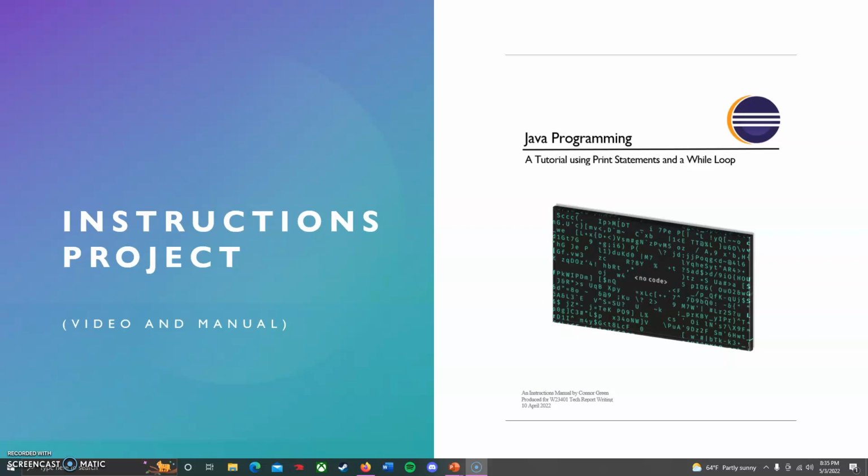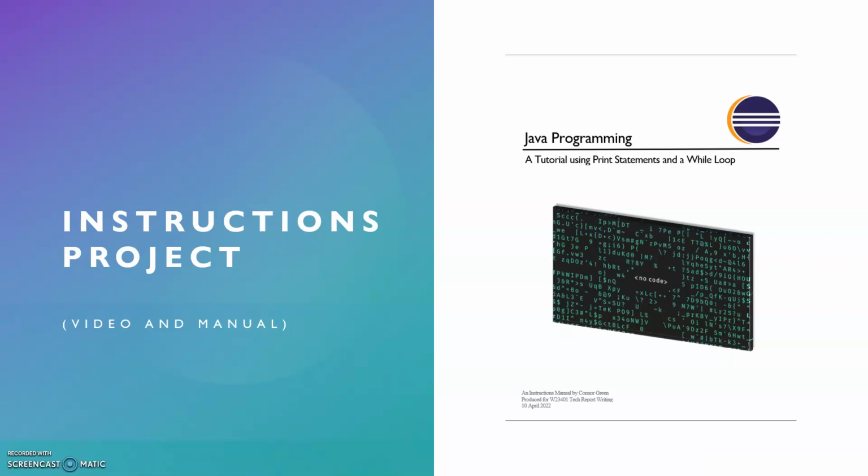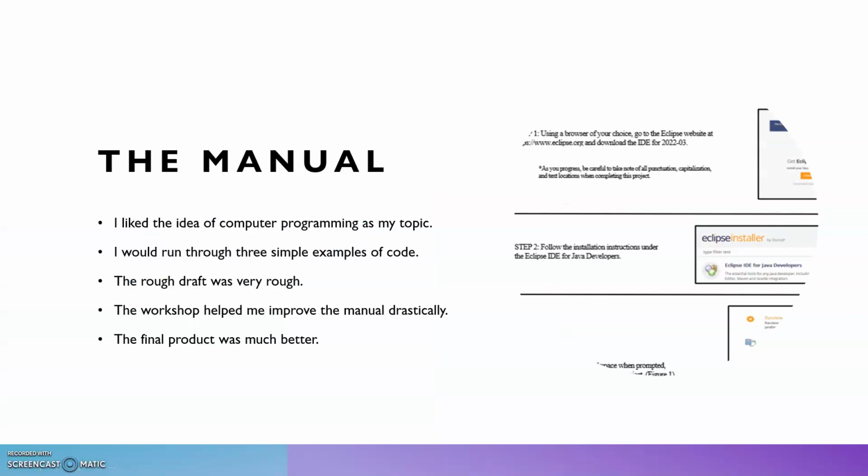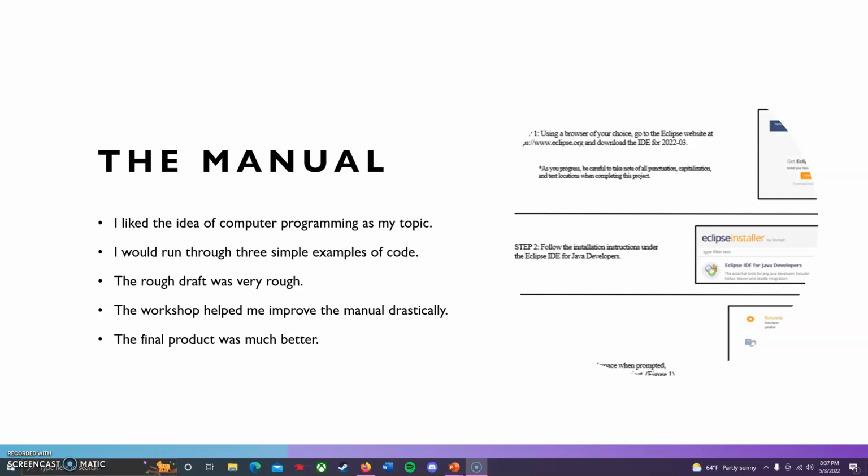Here is my cover to the instructions project manual. So the instructions manual itself was composed of around 6 pages. The idea of computer programming was my topic. I decided that I would like to run through 3 simple examples of code. One would be a simple print statement, the other would be a while loop, and the last code was actually a more complicated while loop involving a print statement.